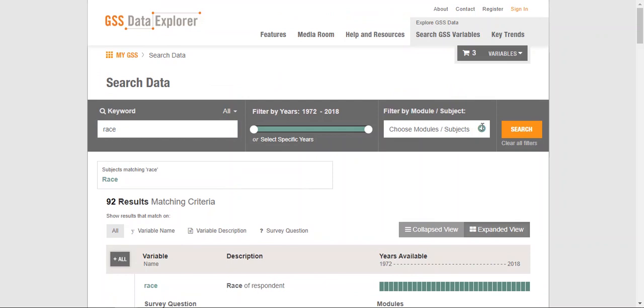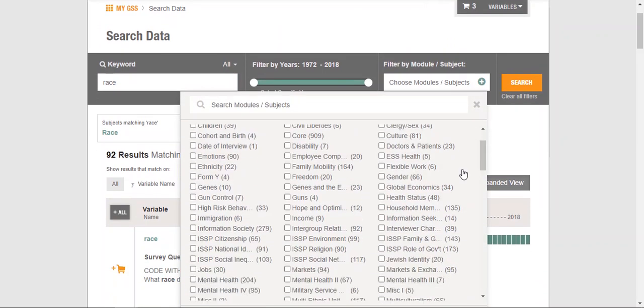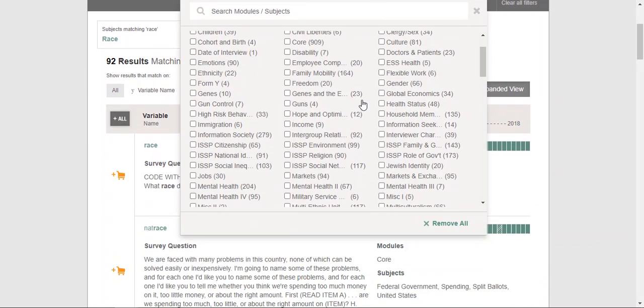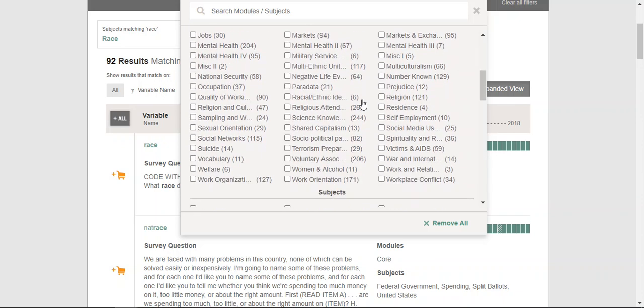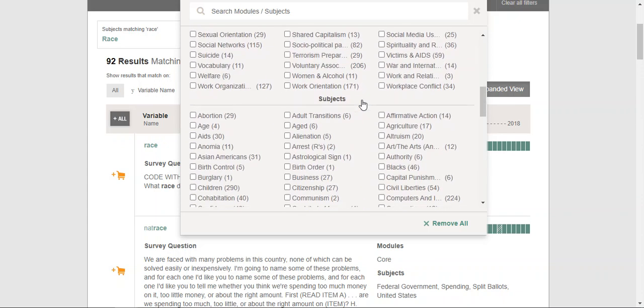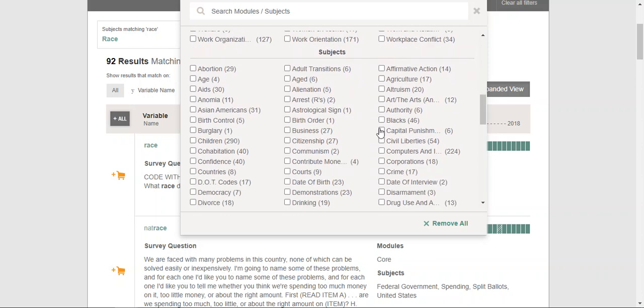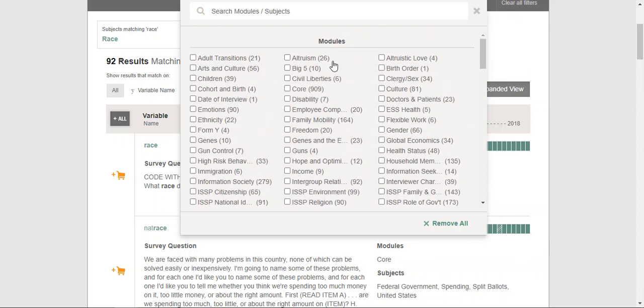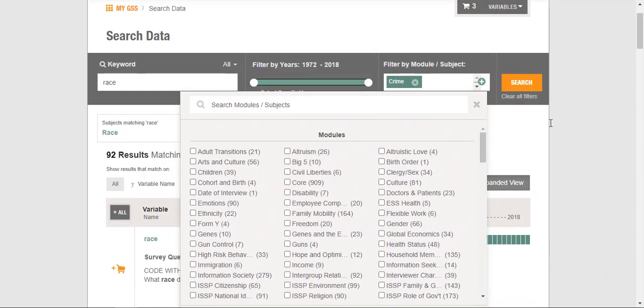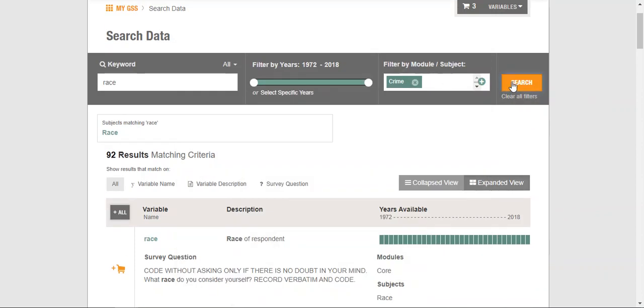There's also modules or subjects. So if you go down through here, there's a lot of different subjects here because this has been done since the 1970s. So you might go through things and find something like, say you're interested in crime, for instance. If you were doing that, you go ahead and hit the one for crime, and then it appears up here, and then you can press search.